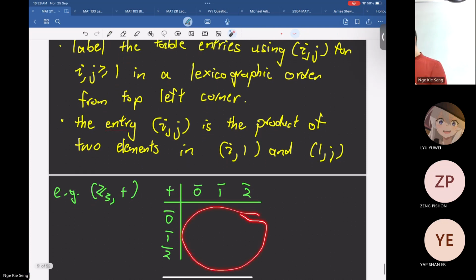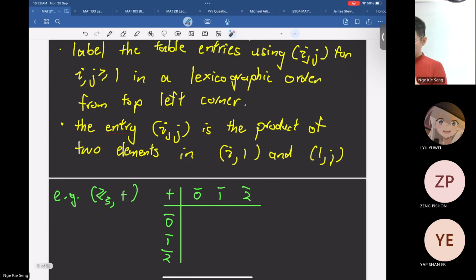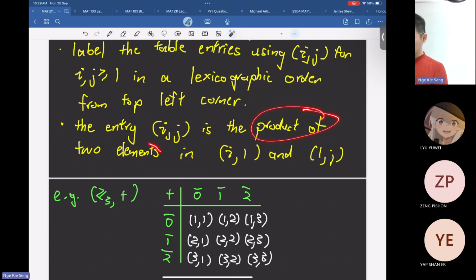So how many entries do I need to care about here? I need to care about 1,1, 1,2, 1,3, 2,1, 2,2, 2,3, 3,1, 3,2, 3,3. So we label the table entries using ij. What do I need to put inside each entry? It's the product of two elements in Ii and Ij.